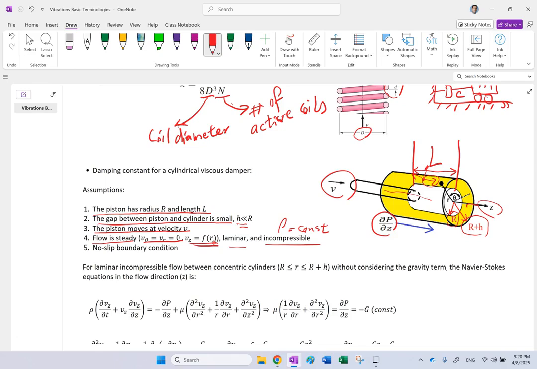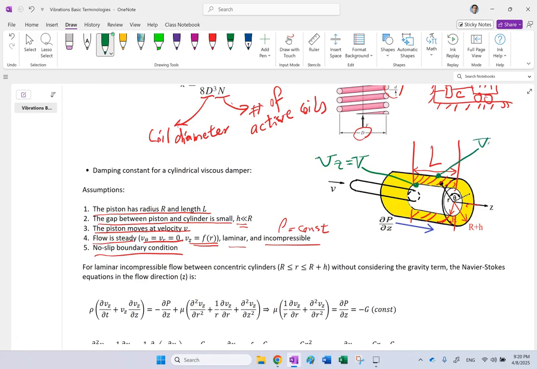Okay, and of course on the boundaries there is the no slip condition. What does that mean? It means that at this boundary here, if you look at this volume of the oil, at this point here, Vz should be equal to this V, the velocity of the piston, and at this point, Vz should be zero because the cylinder is fixed. Okay, so we have the no slip boundary condition.